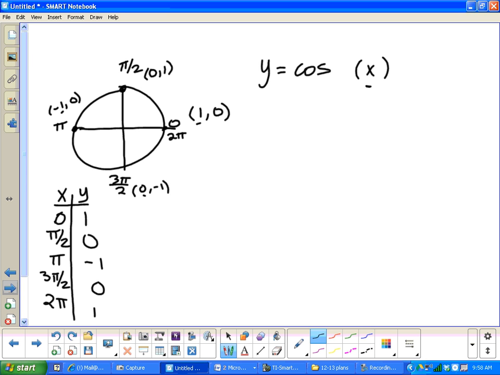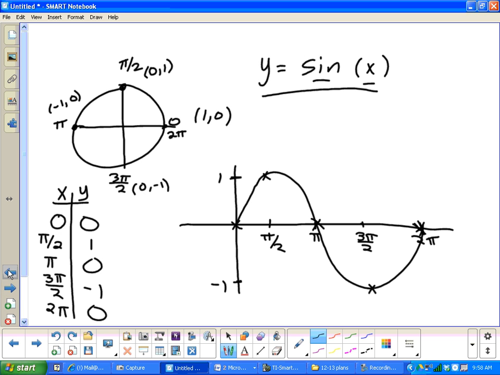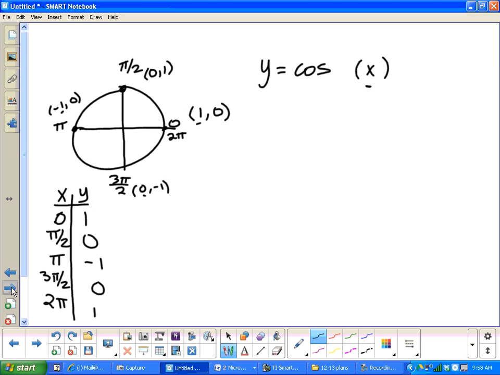Now, you see how this one also basically does the same thing? It goes back and forth in between -1 and +1. The only difference between the sine and cosine curve is the starting point. You remember where sine started? Sine started at the origin, okay? Well, cosine is going to start up at 1 instead. Everything else about it is pretty much the same thing, okay?